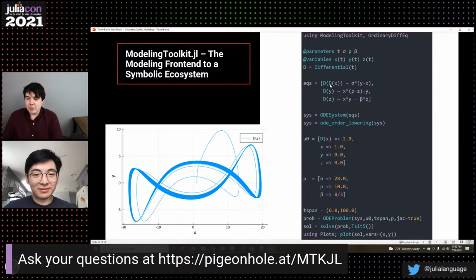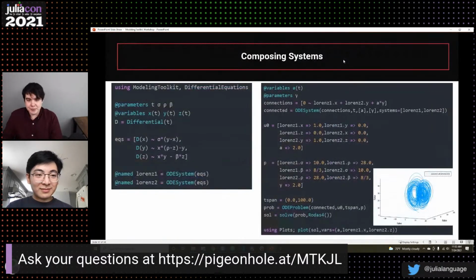You define a second order ODE, you lower it down to a first order ODE, you define your initial conditions and your parameters, and you solve it. And lots of little things are happening under the hood. It's generating equations, it's generating Jacobians, it's understanding how to do the indexing by symbolic variables, and you just treat this as your modeling little calculator.